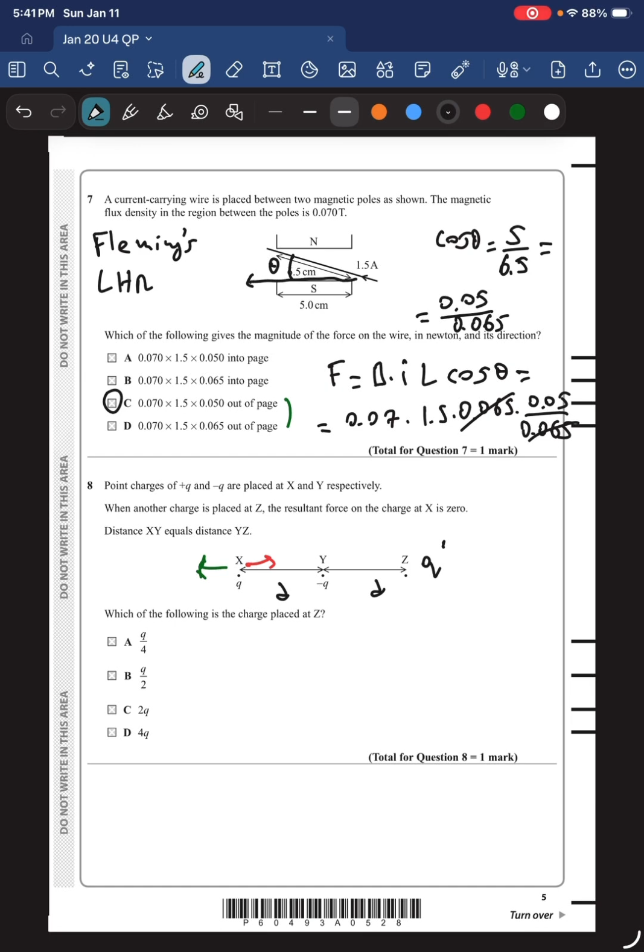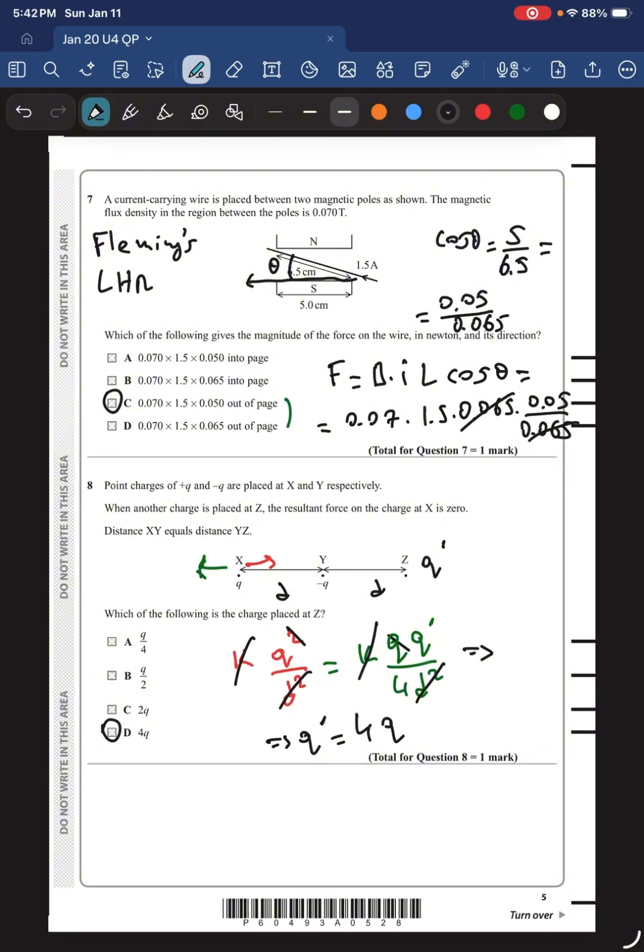So we have, let's write it in red, K times Q squared over D squared, which is the force to the right, has to equal the force to the left, which is going to be K Q prime over 4D squared, because we have twice the distance. So D squared goes away, K goes away, Q goes away, and Q prime is calculated nicely to be 4Q, which is answer D.